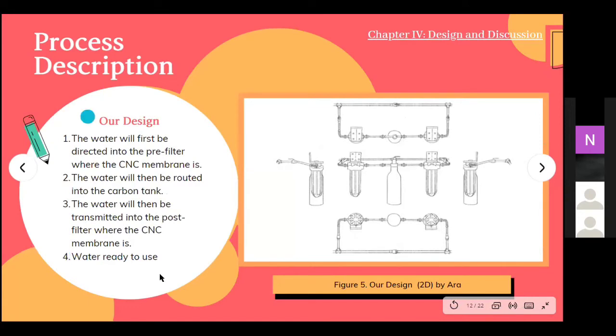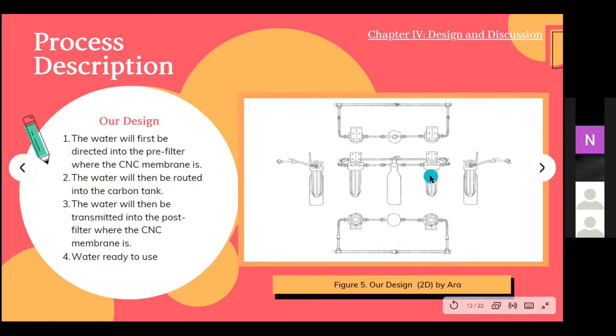So with the two ideas combined, we have come up with our own design concept. The idea is basically to replace both sediment filters, pre and post, with wound spiral module-based CNC membranes, varying their pore size. With CNC membranes' excellent features, there will be significant improvements for the system as a whole. For instance, the cost would be minimized, efficiency increased, and many more.